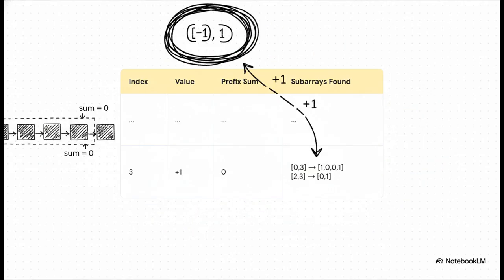Now this is where it gets really powerful. When we get to index 3, our sum is 0 again. We look up 0 in our map, but this time the list of previous indices is -1, 1. This is amazing. It means we just found 2 new subarrays that end at our current position, one that starts at index 0, which is -1 + 1, and another that starts at index 2, which is 1 + 1.